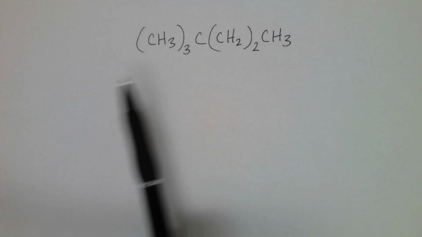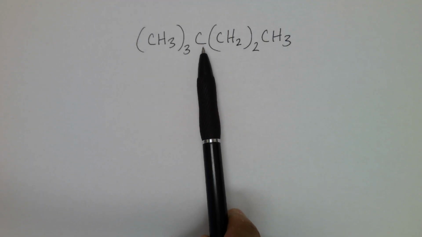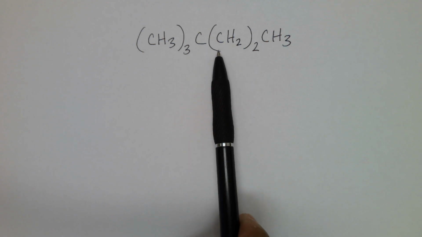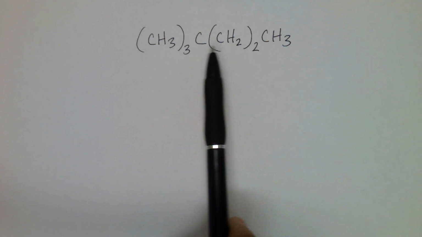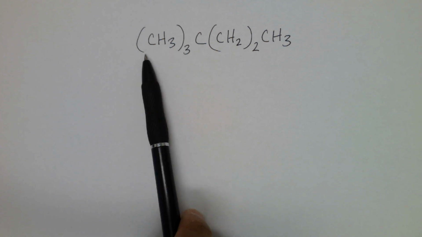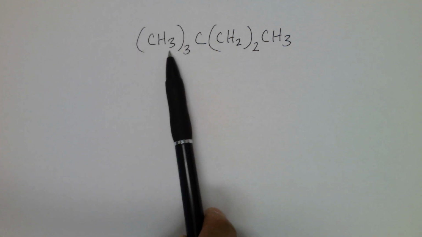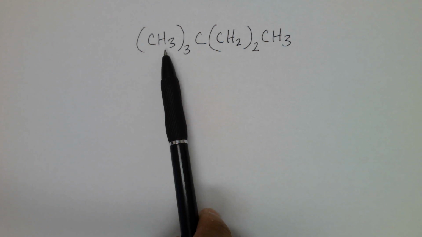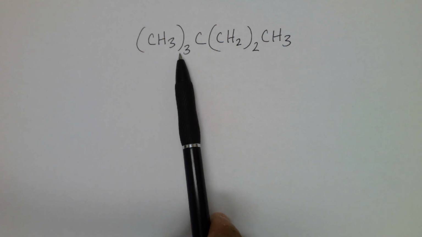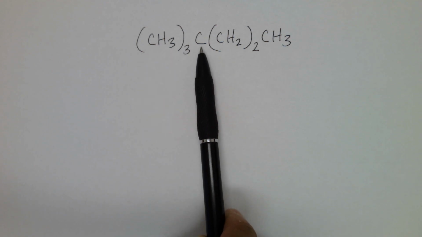In this example, you notice there's a condensed formula. If you look at this carbon here, you'll notice that there are groups in parentheses on the right, but there's also groups in parentheses on the left. So what happens here is that we can look at these groups in parentheses and say that these three groups are bonded to this next carbon right here.